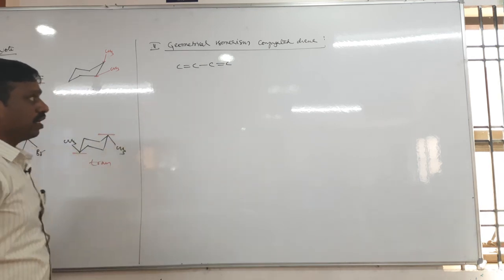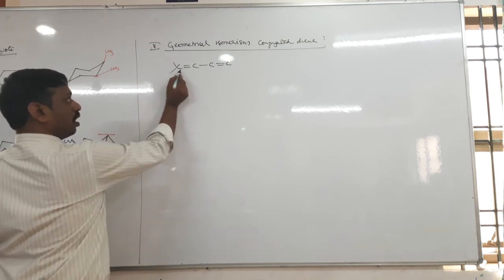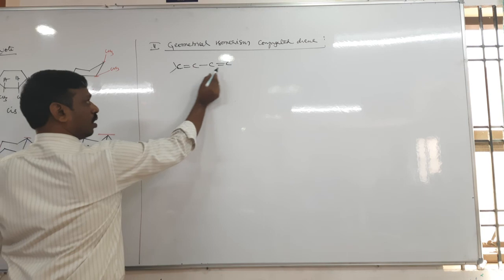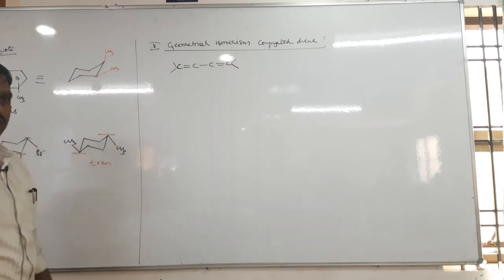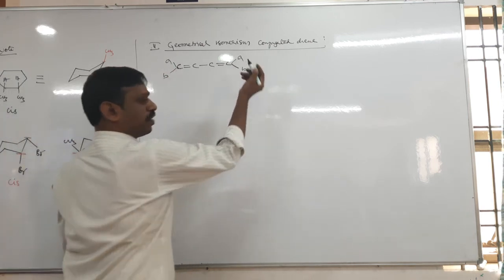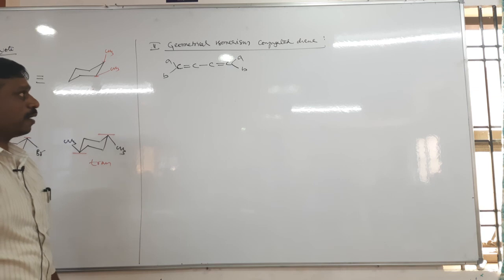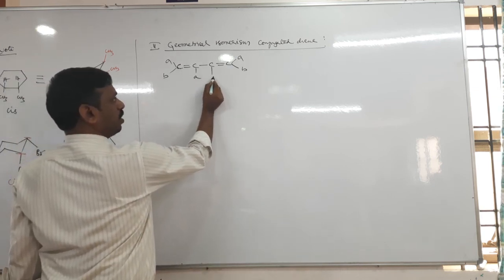Then again tell me the condition. What is the condition? The double bonded carbons should be attached to two different groups. There may be A or B here, let it be, no problem.